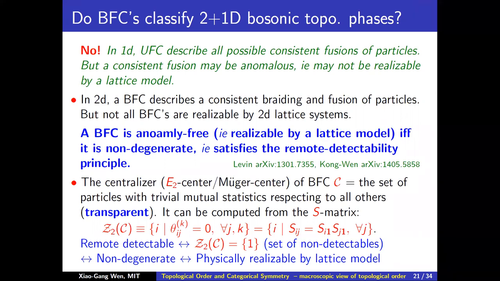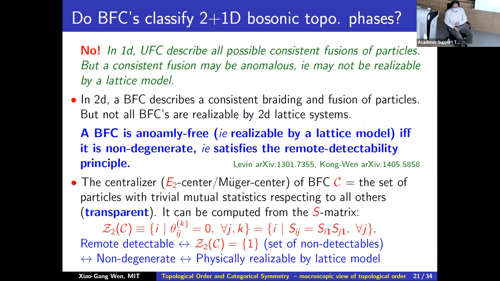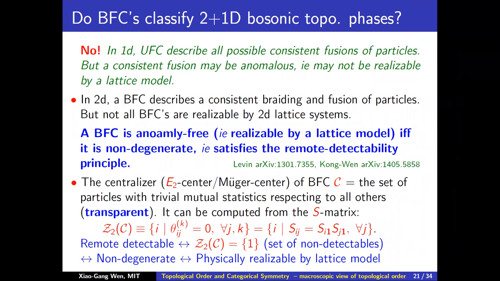Can I ask a question? Please. So in the 1D models, you said the UFC cannot be realized. Maybe it's a stupid question, and I think I misunderstood a little bit, but can you comment on the Majorana zero mode and the Kitaev chain, because it has a local space and local Hamiltonian, but it looks like I can still have some non-trivial excitation.